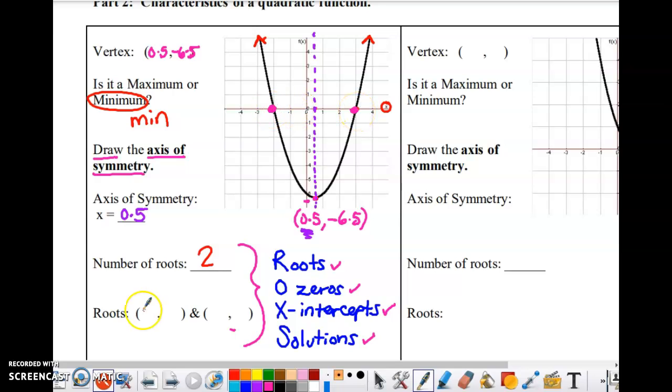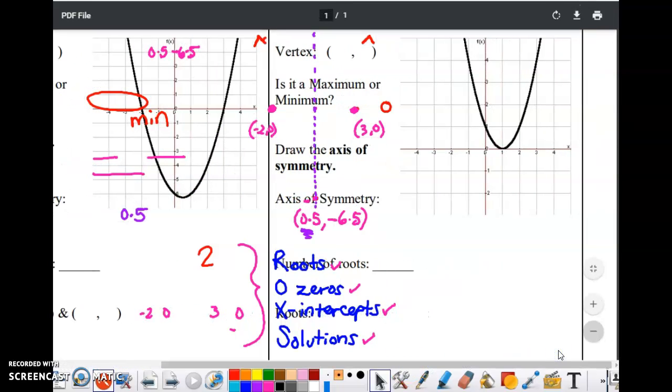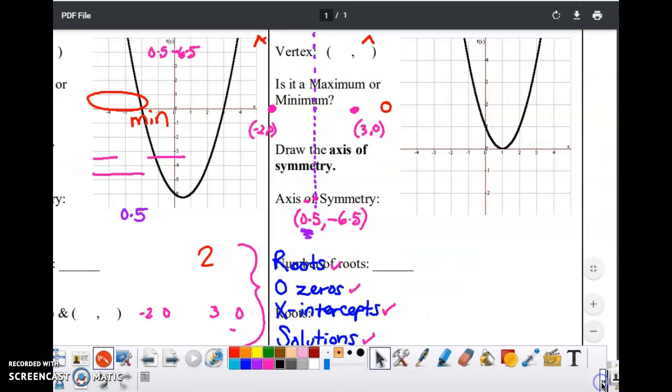So this is how you write it. You write it (-2, 0) and (3, 0). Okay, this is (-2, 0). And this one is (3, 0). Okay, so let's move on to the next problem. We're going to do the exact same thing. So I'm just going to erase all of this.